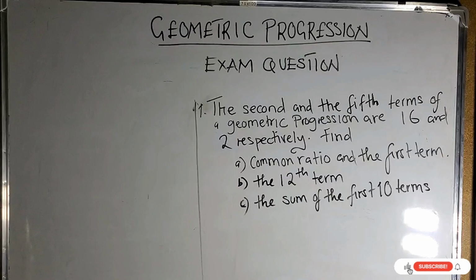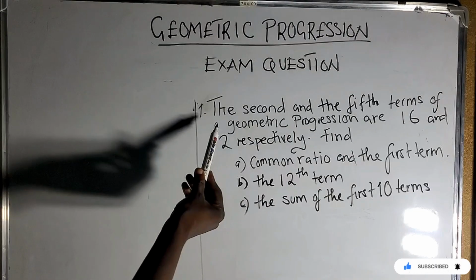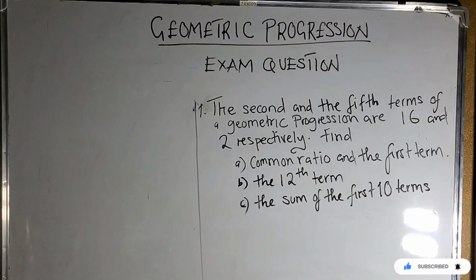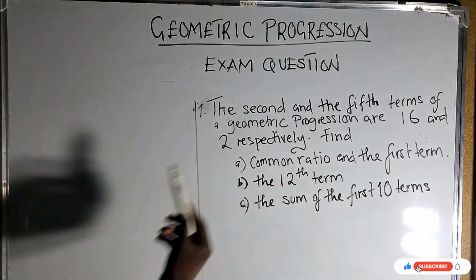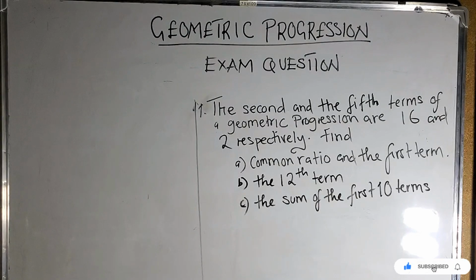So we're going to answer this geometric progression question. This is an examination question, and the question reads: the second and the fifth terms of a geometric progression are 16 and 2 respectively, meaning in that order. The question is saying, find the common ratio and the first term.